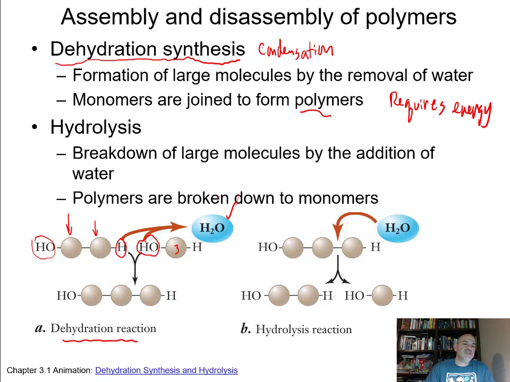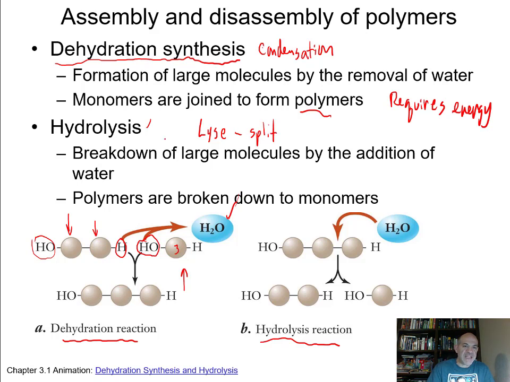Now, if we just reverse this and go backwards, basically that's what we have here. Those are going to be called hydrolysis reactions. Lysis itself means to split. We're going to see this term again, and I'm going to keep reminding you. What does lyse mean? To lyse means to split.